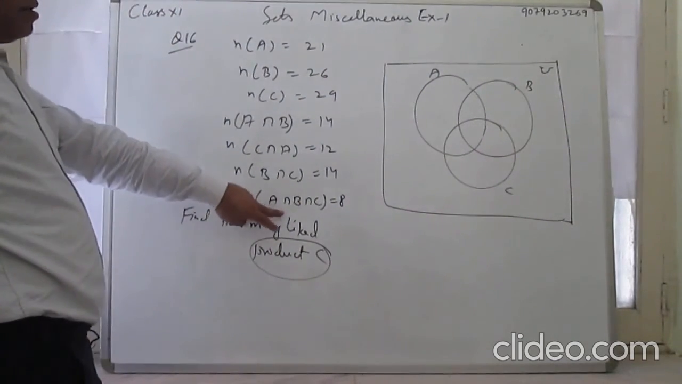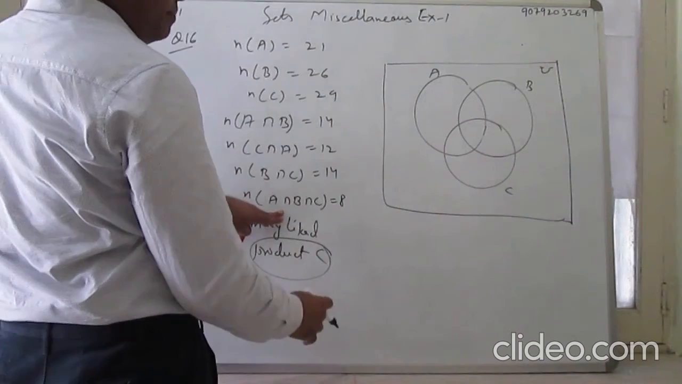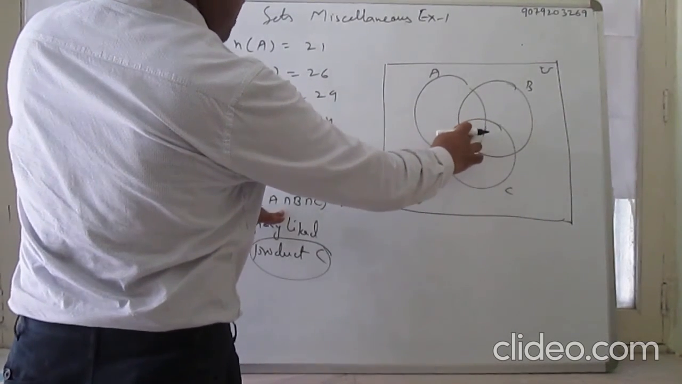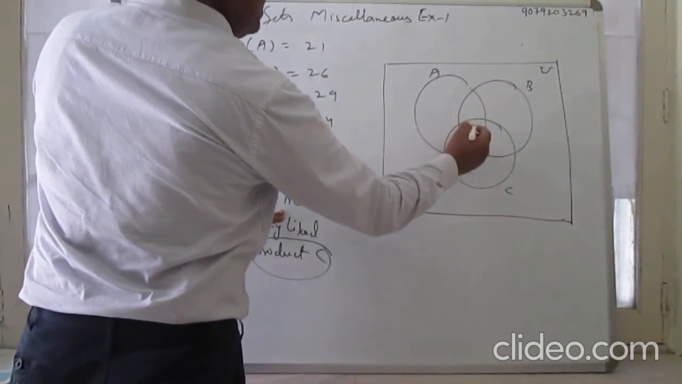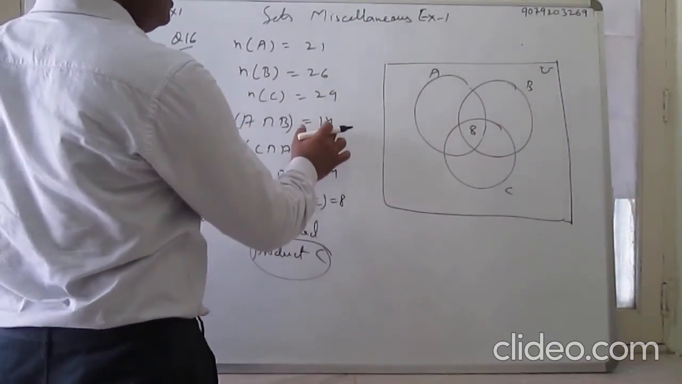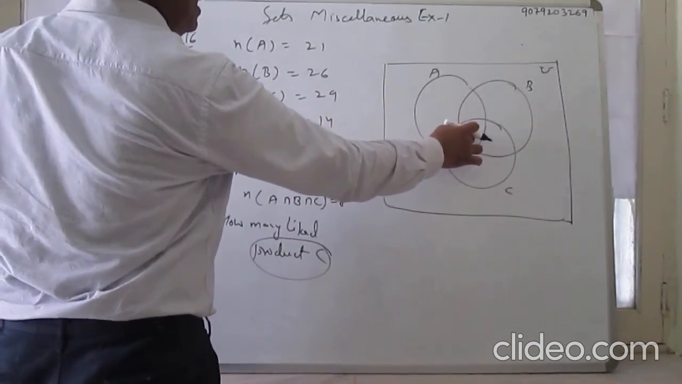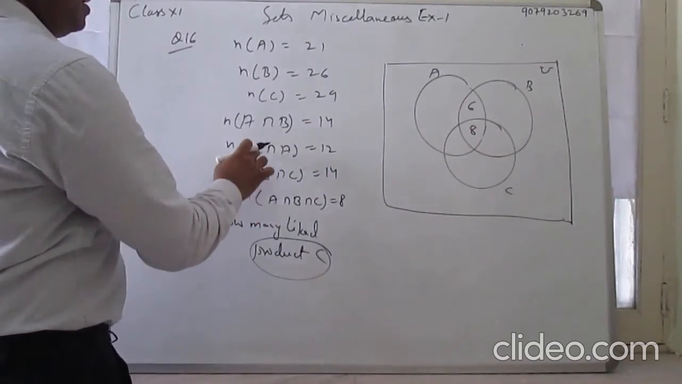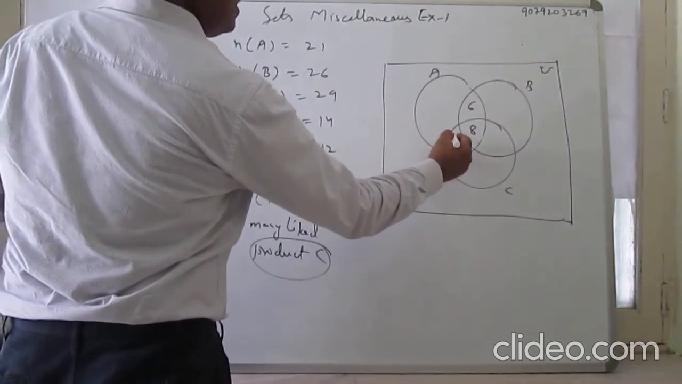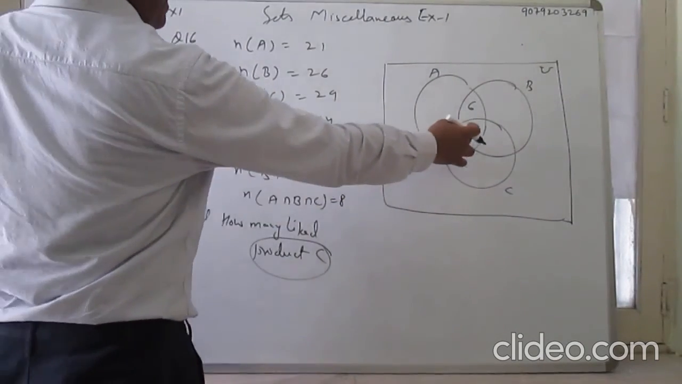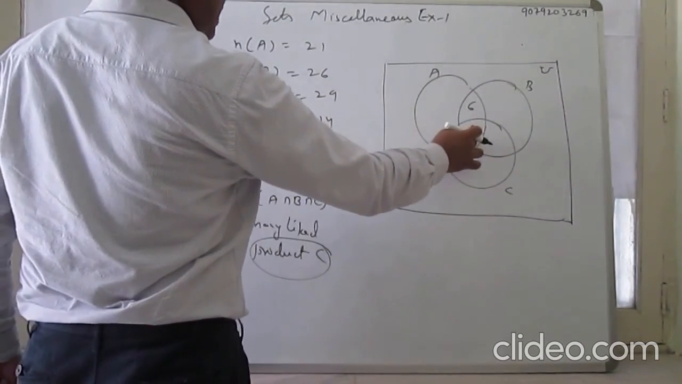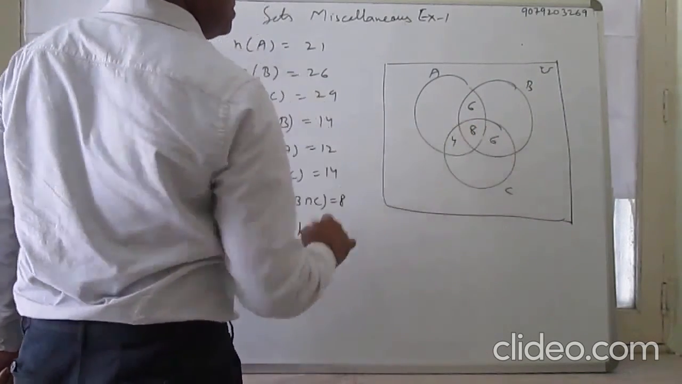Start from the intersection of three, common elements. Where are three common elements in this? इसमें A भी है, B भी है, C भी है. It is 8. Now A intersection B is 14. 8 is already here, so it is 6. C intersection A 12, so here it is 4. B intersection C 14, 8 already है, here it is 6.